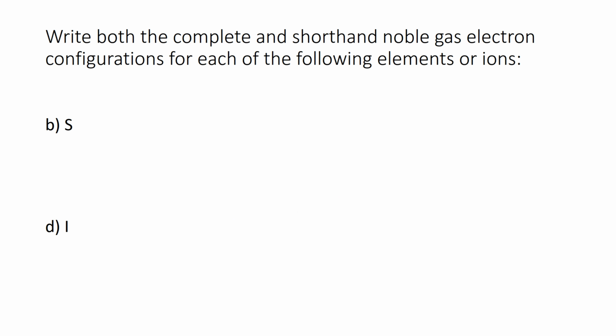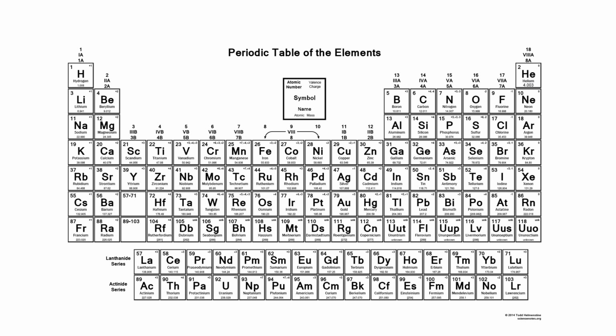So the instructions read, write both the complete and shorthand noble gas electron configurations for each of the following elements or ions. And the first problem we have is sulfur. In order to do this, we're going to have to go ahead and look at a periodic table. So sulfur is over here, it's element number 16 on the periodic table.